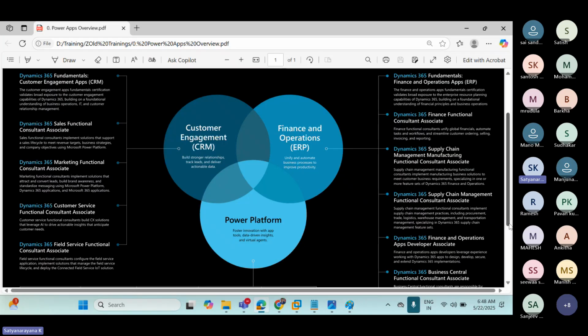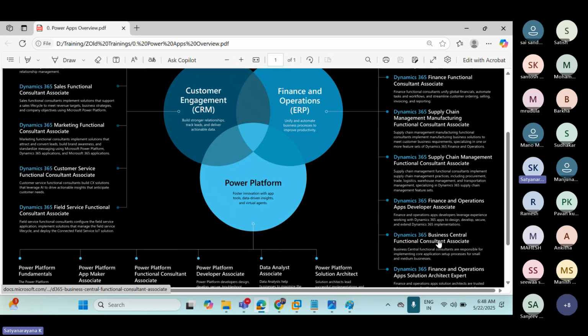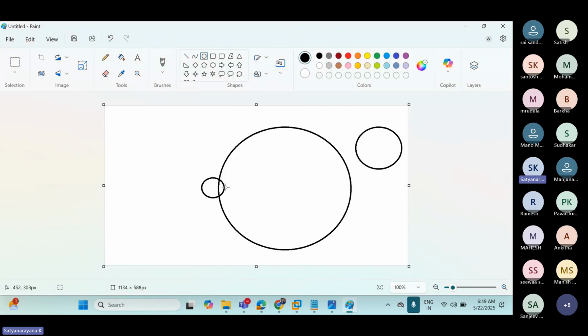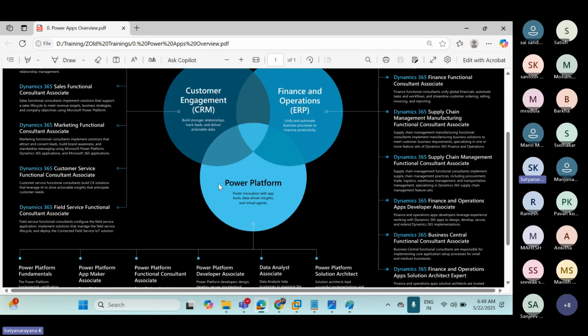Business Central is another application. F&O is one application, CRM is another application, Business Central is another application, Power Platform is another one. So if you want to become techno-functional, better to learn CRM with Power Platform, these two. Temporarily, if you get a job in CRM with only functional knowledge, in the long run, you cannot survive. You cannot grow. So if you want to become a techno-functional consultant, meaning functionality as well as technical, better to join CRM.